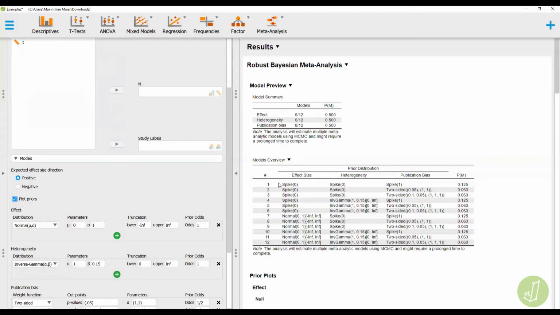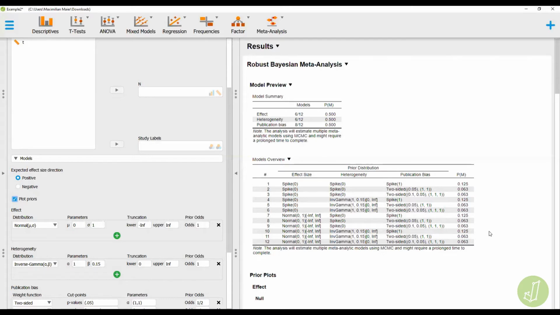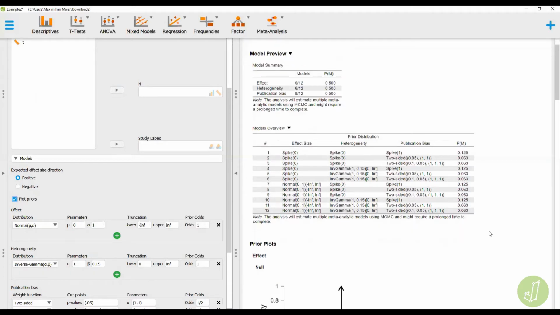We can also take a look at the probability of each individual model. And here we can see the models described. So for example, spike 0, spike 1 means no effect, no heterogeneity, no publication bias. And this model has a prior probability of 12.5%. However, let us now look at the plots for the prior distributions.